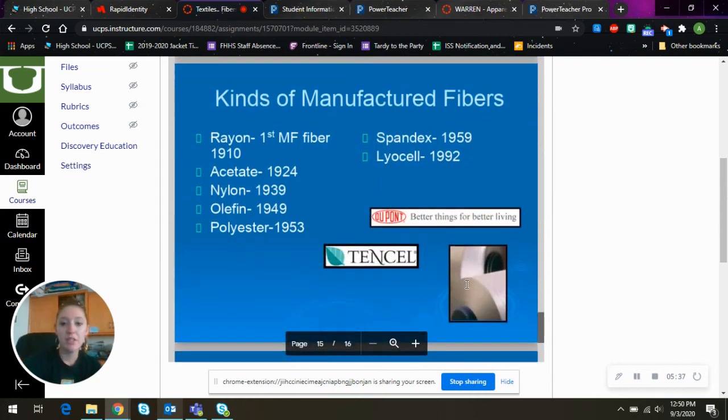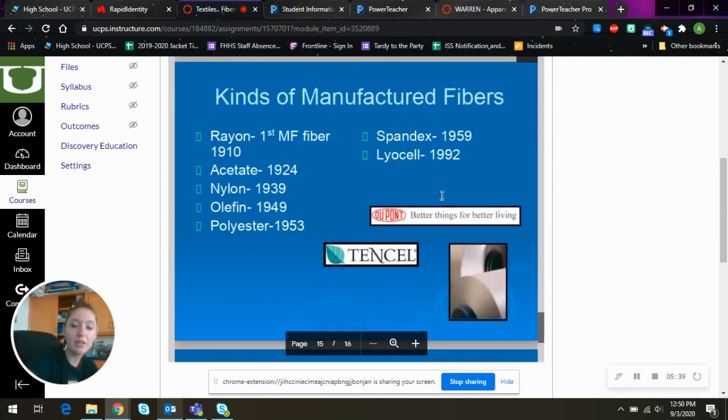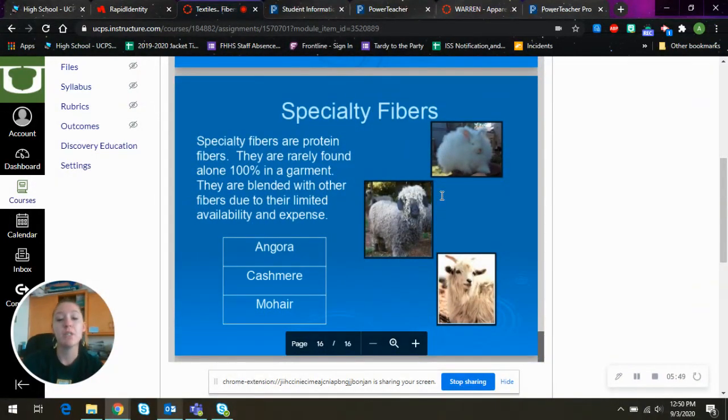Okay, so the kinds of manufactured fibers, those are all right here. There's rayon, which was the very first manufactured fiber, acetate, nylon, olefin, polyester, spandex, and lyocell, and we will go in more depth into those. And then specialty fibers come from specialty animals. So they are protein fibers, and they are rarely found by themselves because they are so expensive. Angora is this bunny up here. So they get sheared, and then that is turned into yarn.